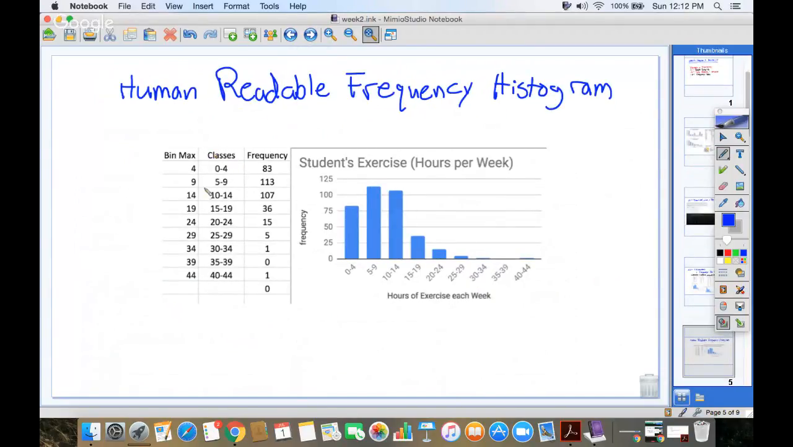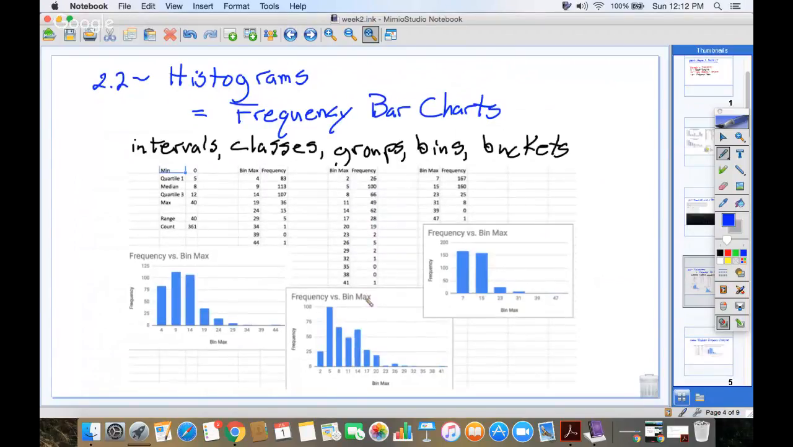So here I inserted a column in between my bin max and my frequency column. And so I can clearly display to my audience that this column represents people who exercise from 0 to 4 hours, people who exercise from 5 to 9, and so on, 10 to 14. Whereas when I look at one of these other charts over here, it's harder to tell.